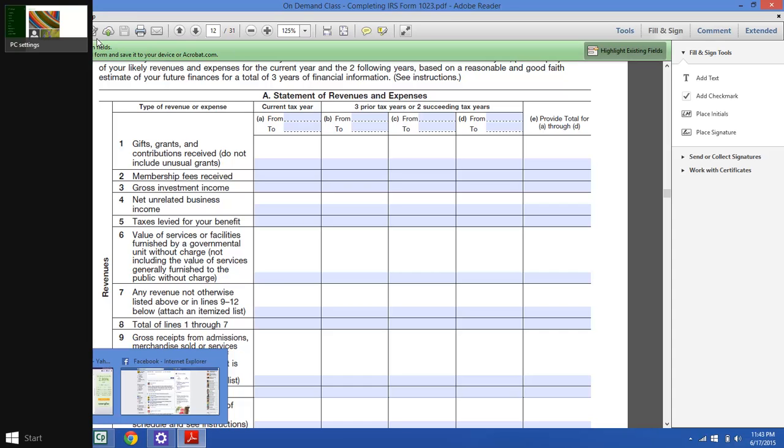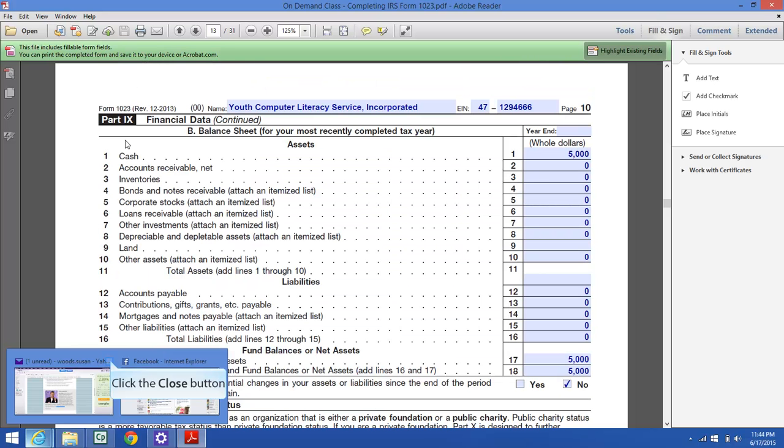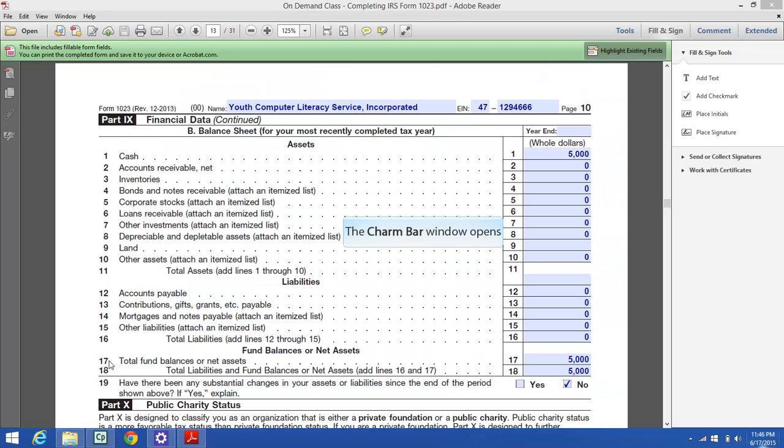So that is your financial data. It's very important that we create this financial data sheet as honestly and as accurately as we possibly can, because it lets the IRS representative processing your application know that you are aware of what you're doing and you are comfortable with creating a financial data sheet. Let's go to the next page.